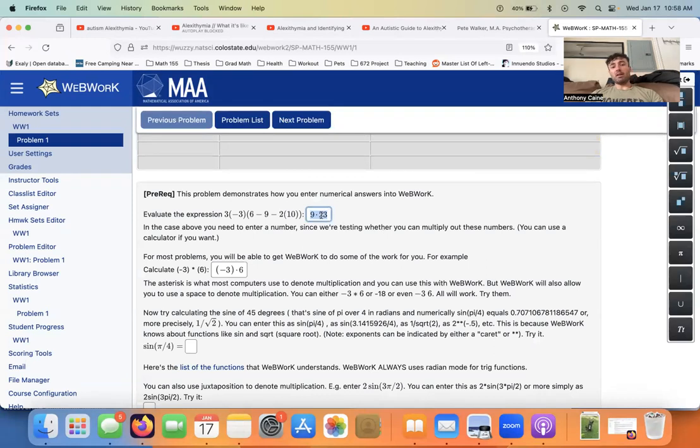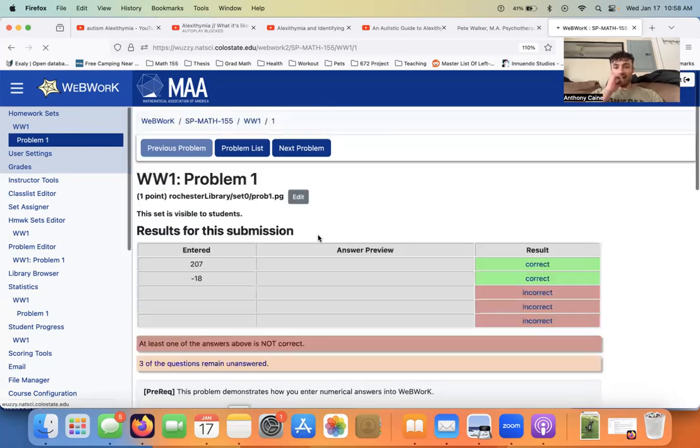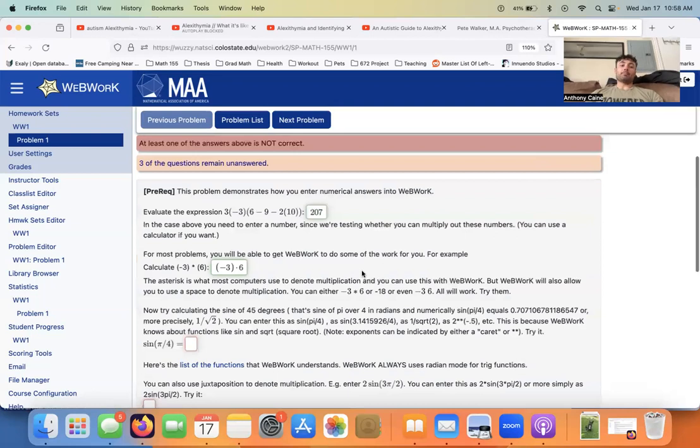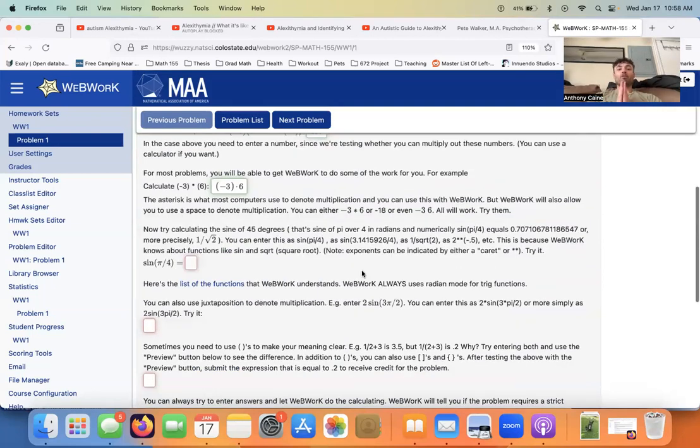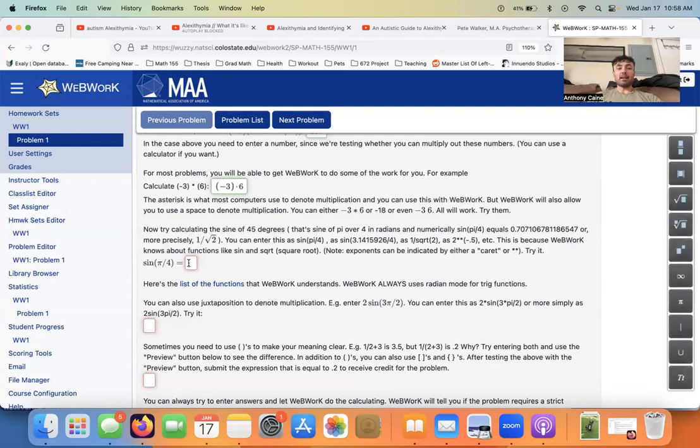Let's see, 10 times 23 is 230, but we only have 9, so I should take away 23 from that. So that would get me 207. Sweet. So now hit submit, and there it is. Anyway, takeaway for problem 1: WebWork can be your calculator the majority of the time. Only in that very first problem, for issues like this, is it not allowed. So that is the example here.